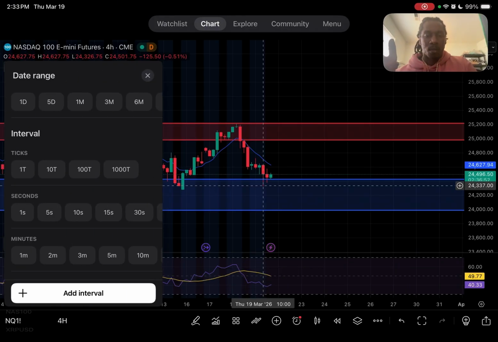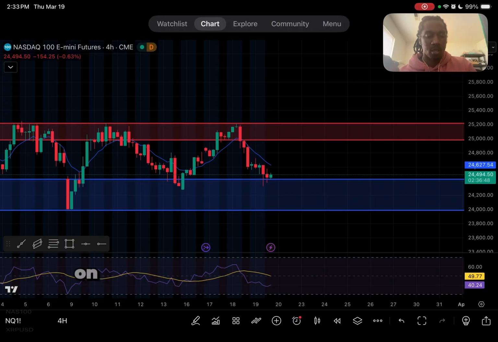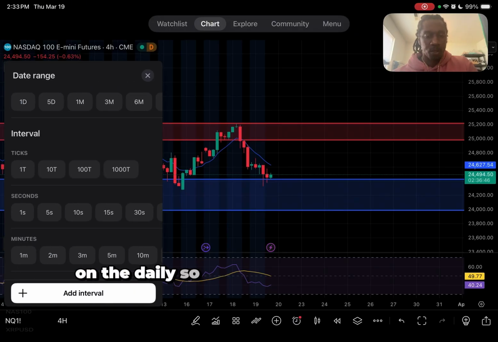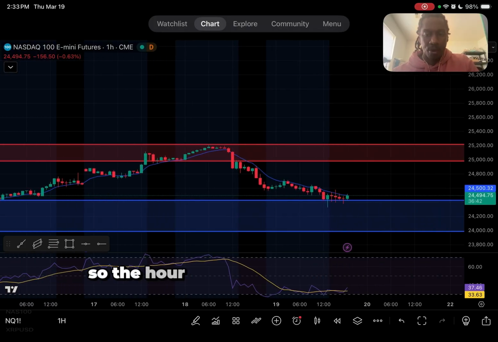So that's how you draw your support and resistance on the daily. So now we drop down to the 4 hour. Now we're going to go down to the hour time frame.